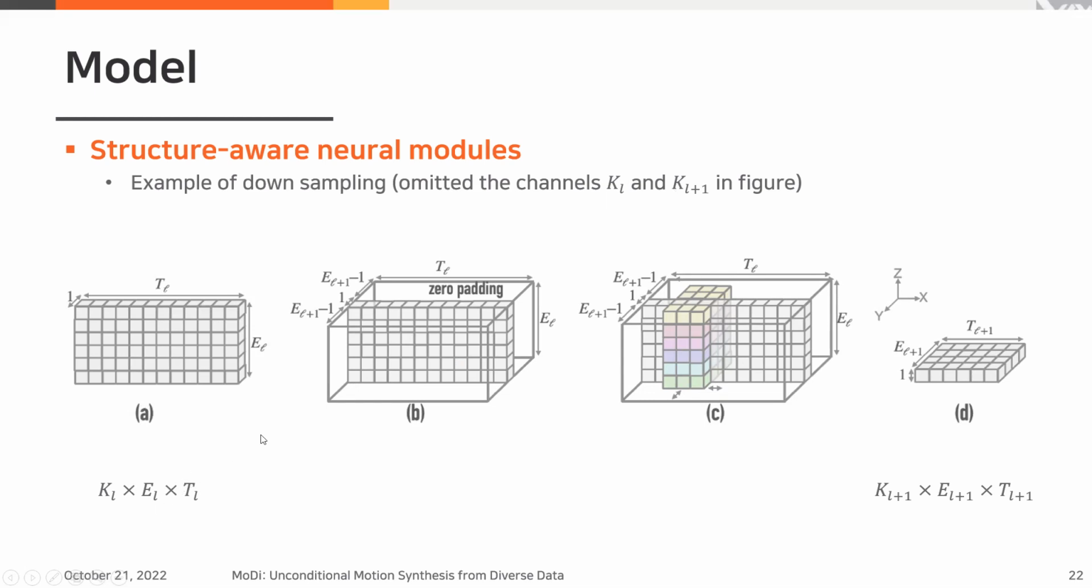And to perform 3D convolutions, the data is padded by zeros like P with the EL minus 1. And then the filter slides along the TL and EL axis of the data block, and then D is generated. Finally, KL plus 1 number of D comes out as an output of the one skeleton-aware neural model.